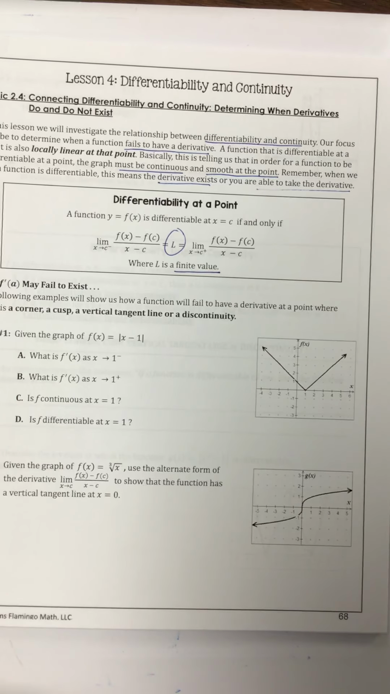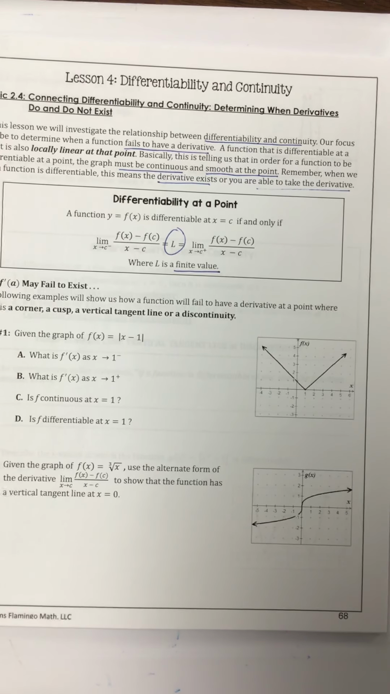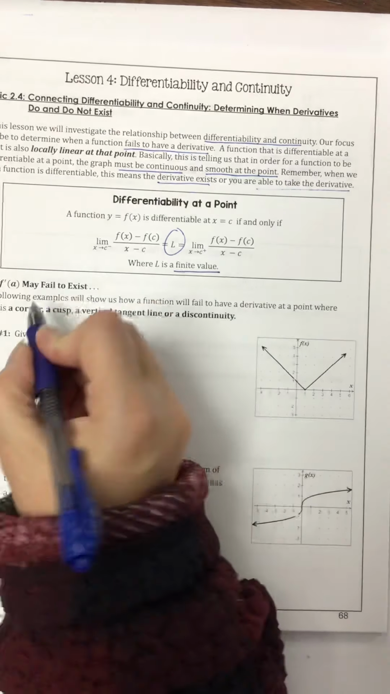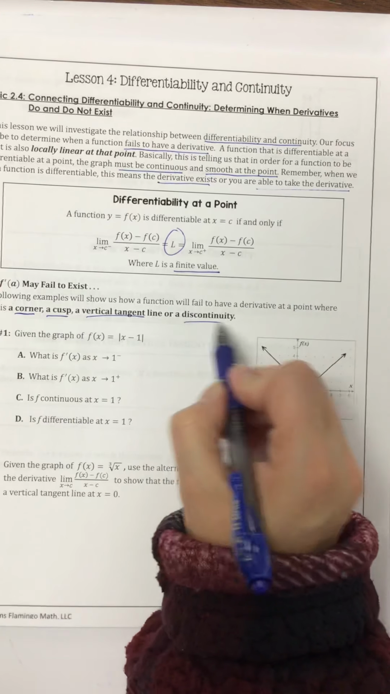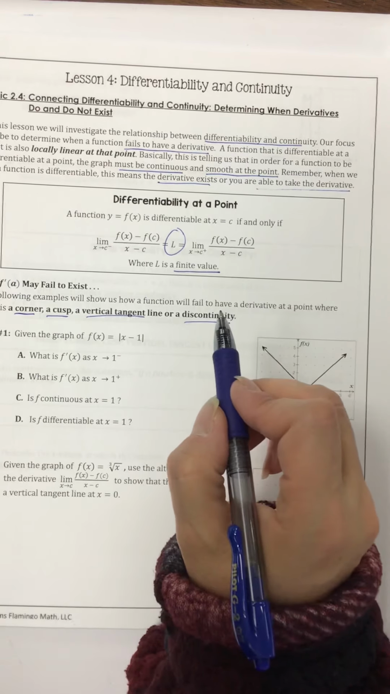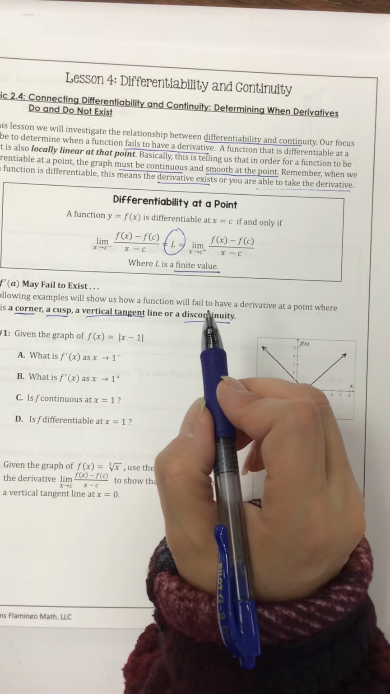How f prime of a may fail to exist. The following examples will show us how a function will fail to have a derivative at a point where there is a corner, a cusp, a vertical tangent line, or a discontinuity. So let's look at this.